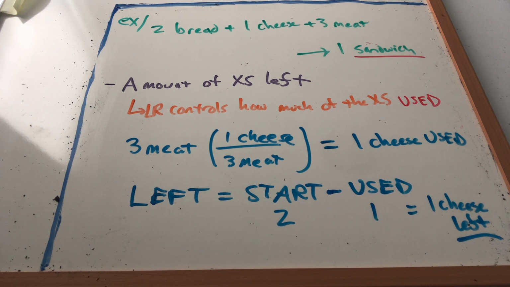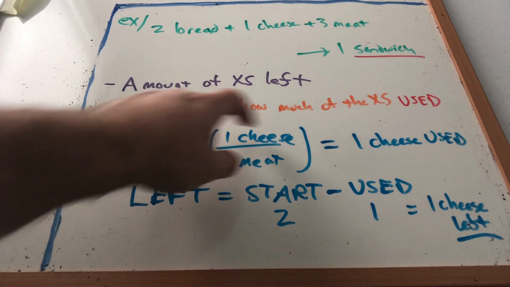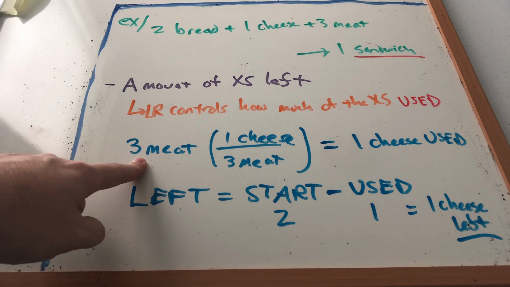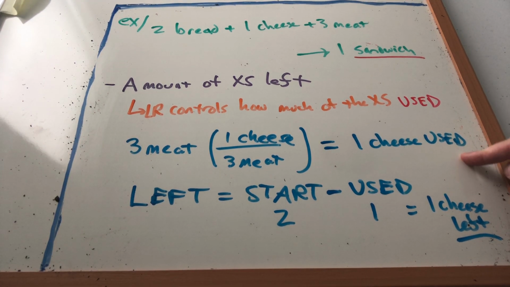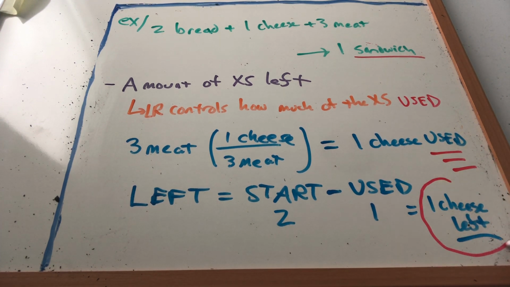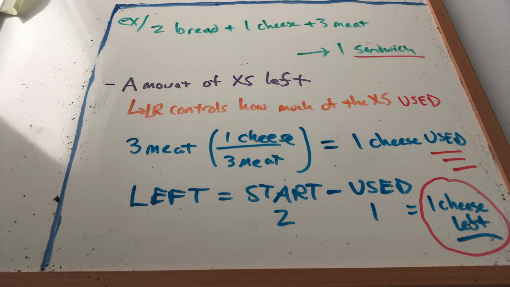So I want to just point out what this is because we are going to do it for a chemical problem here in a second. All right. 3 pieces of meat tells me I used 1 piece of cheese. Take your limiting reactant information, convert it to the information about another reactant, and that's how much is used. If you do start minus used, that's how much is left in excess. And it's a common problem that you'll be asked.